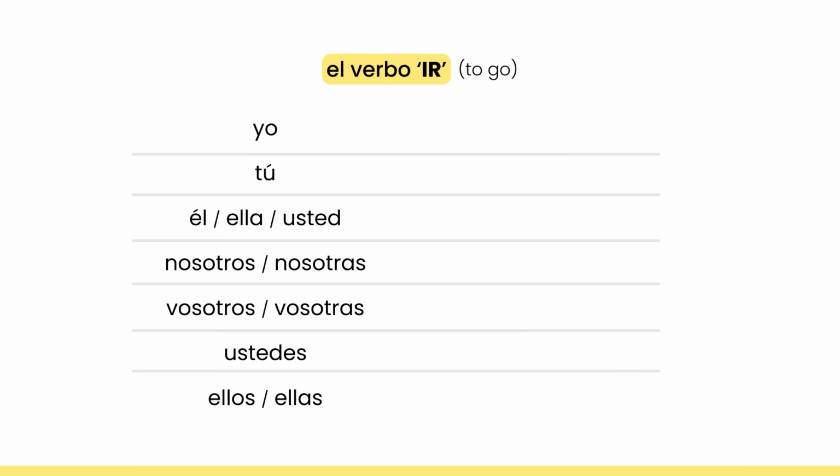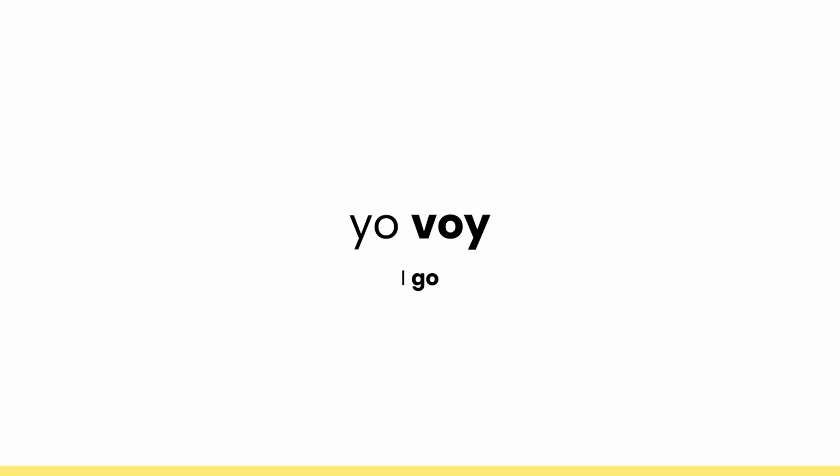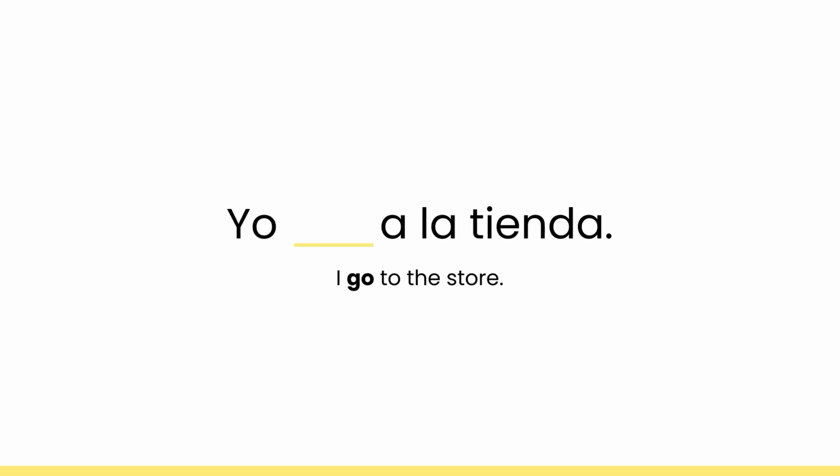The verb ir, let's get into the first conjugation, which is the I form. I go in Spanish is yo voy. Yo voy. As an example sentence, I go to the store.